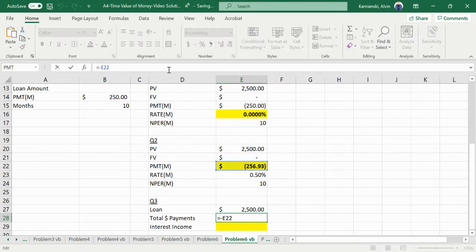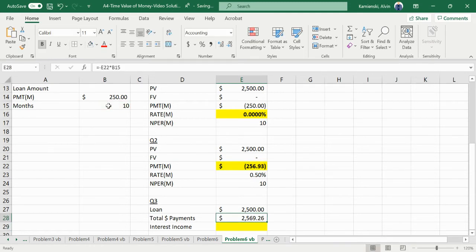And then if we edit that and we multiply that by the number of months, oops, I missed my formula. Let's try that again. F2, put my cursor at the end, multiply that then by the number of months. We get a positive 2569.26.